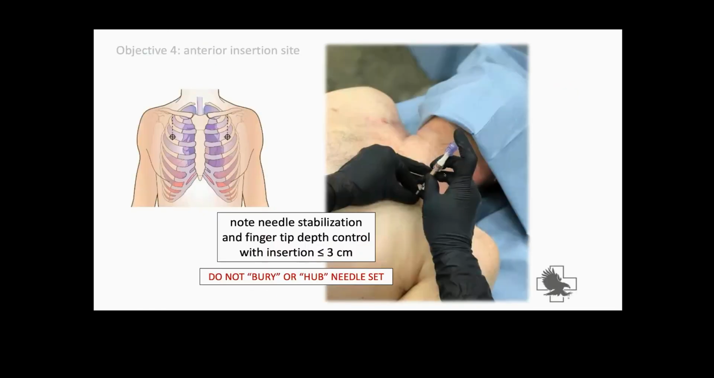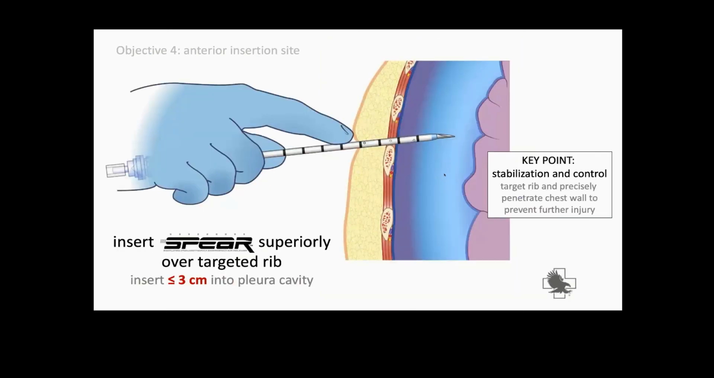So as you could kind of see here, once again, as they're coming down, they're maintaining traction at the skin. They've come down on top of the bone itself. They're not hubbing the needle or burying the needle in. And what they're going to do is slightly angle superiorly over the targeted rib, which is the 3rd rib in the anterior space. You're going to kind of slightly go above that rib, translate up above and into the pleural space. And once again, not hubbing the needle, but maintaining this finger here as a stop block as we push into the pleural space, as we do not want to go too deep.